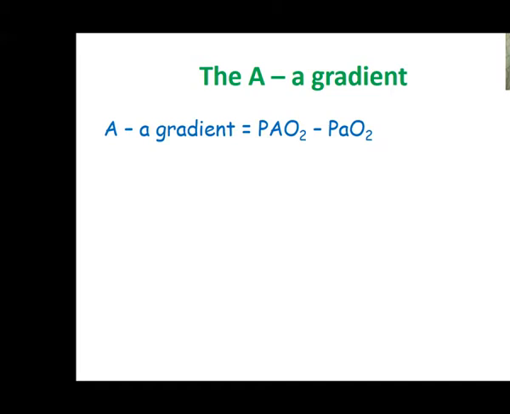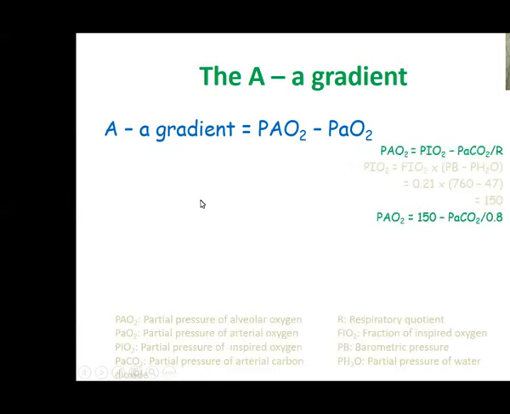Normally this gradient is about 12 and it may slightly increase with age. So PAO2 is the alveolar oxygen, and small a, PaO2, is the arterial oxygen. The difference between the two is called the alveolar-arterial gradient. So this gradient is around 12, or 12 to 16.